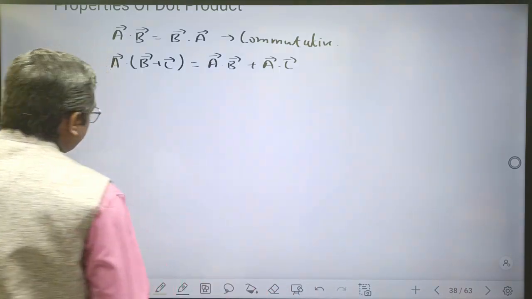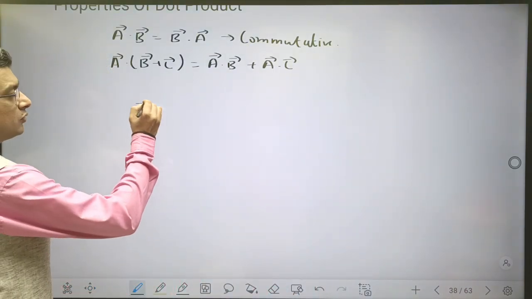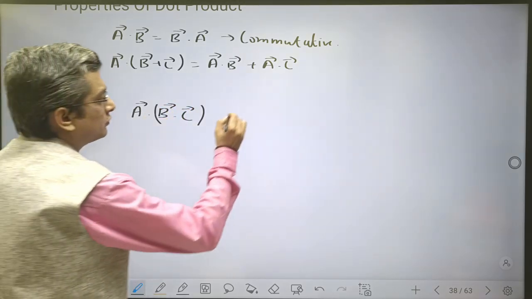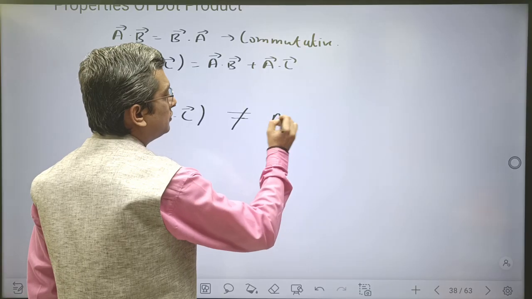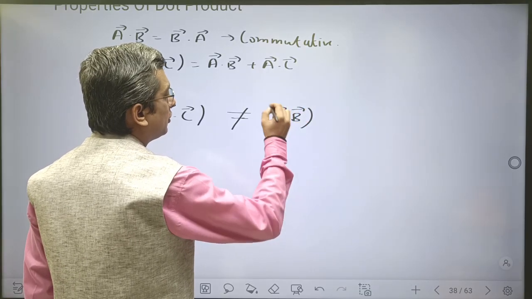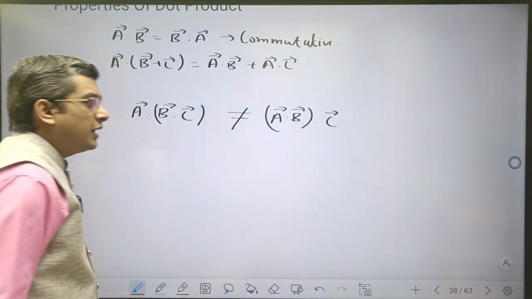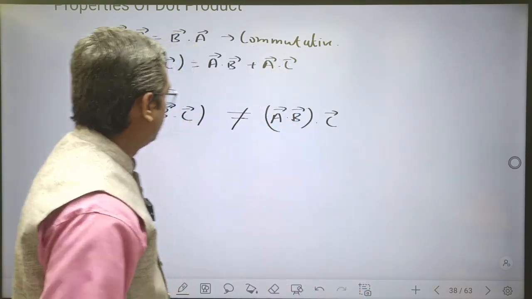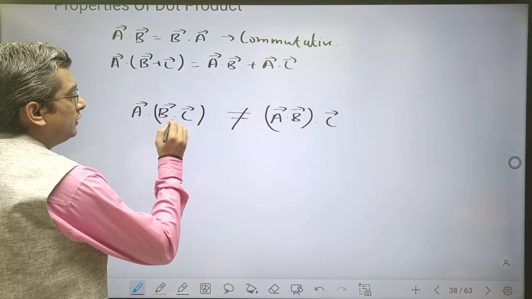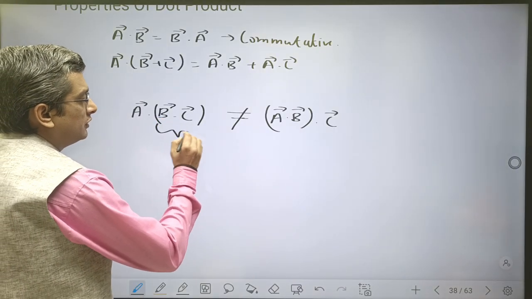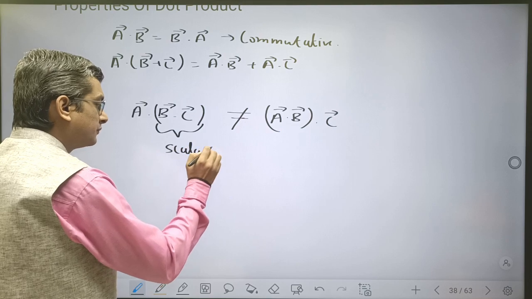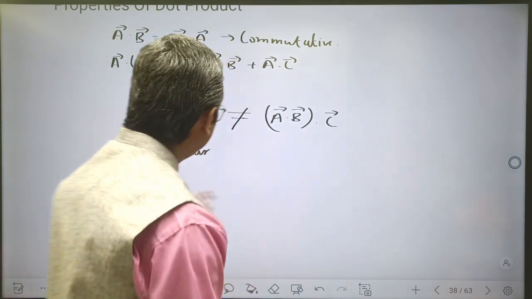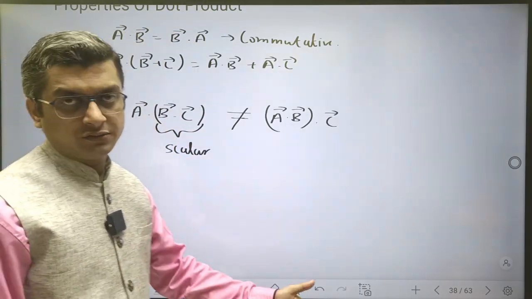There is confusion in many students whether it follows the associative rule, as we have seen in the properties of addition. So remember, dear student, a dot (b dot c) is not defined. Why? Listen carefully: dot product is the product of two vectors, but when you solve b dot c, it will become a scalar. Now how can you take the dot product of one scalar and one vector? So this statement doesn't make any sense, isn't it?